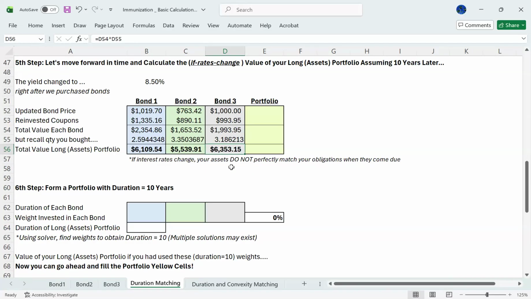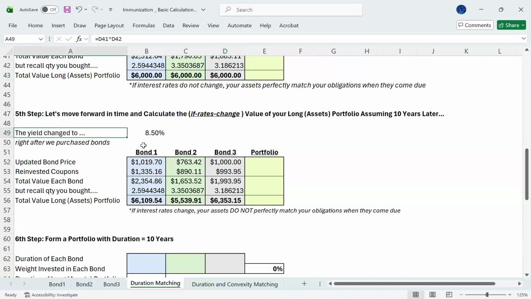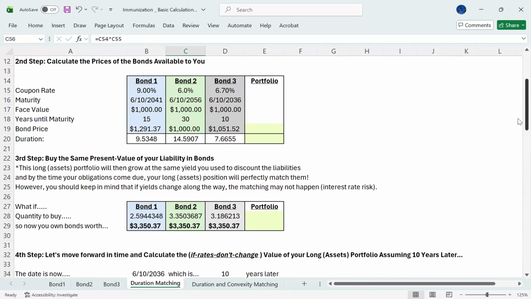6,353.15. Okay. So now, up to this point, we are only evaluating how bond one, bond two, bond three would move with respect to my liability, what their value is going to be 10 years later. And we see that if interest rates do not change, they would exactly reach 6,000. So I can pay my liability. But if interest rates change, then I would be okay with bond one and three, but I would fall short with bond number two. Let's look at the duration of each one of those bonds quickly.